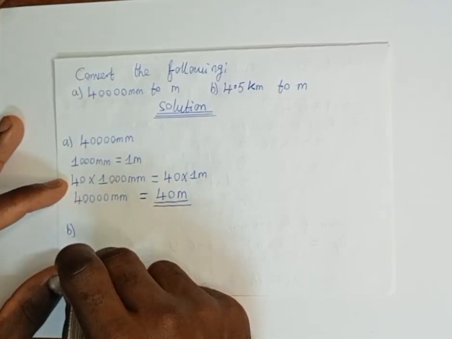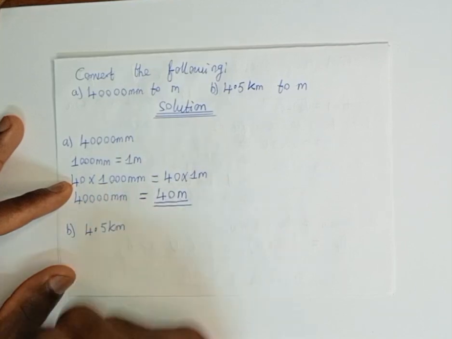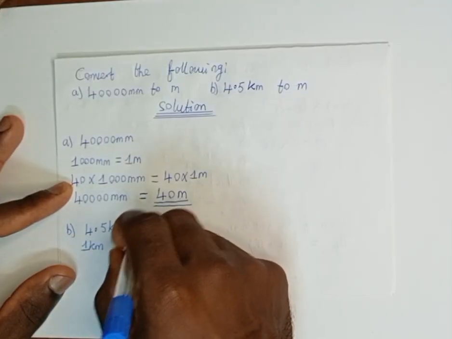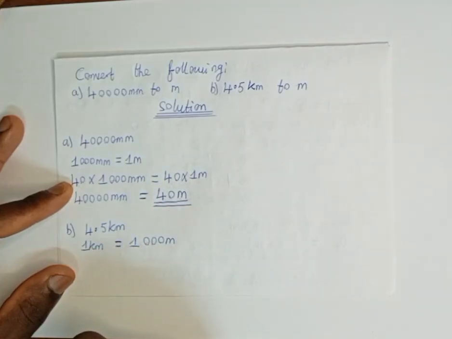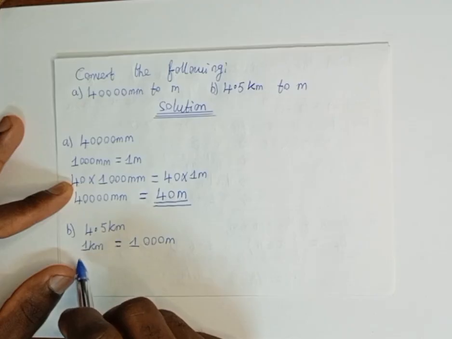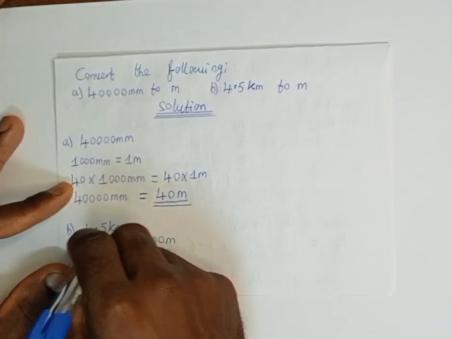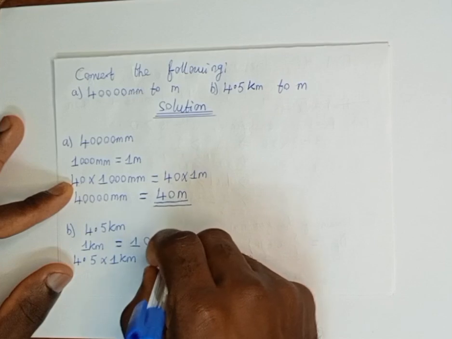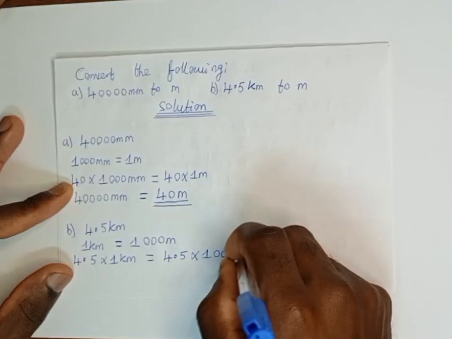For question B, we have to convert 4.5 kilometers to meters. We are going to make use of the fact that 1 kilometer is simply equal to 1000 meters. Next, we are going to multiply both sides of this equation by 4.5. This will give us 4.5 times 1 kilometer is equal to 4.5 times 1000 meters.